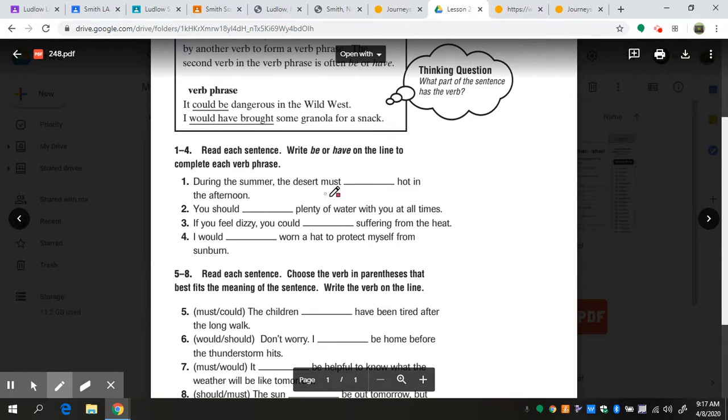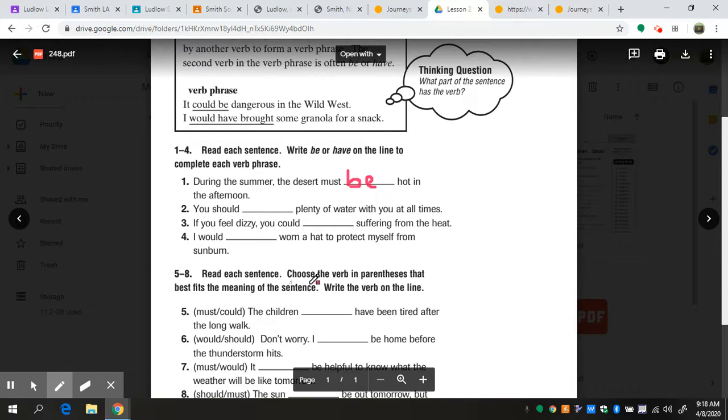During the summer, the desert must blank hot in the afternoon. So all you're choosing is between the word be or have. So let's put both in and see which makes sense. During the summer, the desert must be hot in the afternoon, or during the summer, the desert must have hot in the afternoon. Well, have doesn't make sense, so our answer for number one is be.